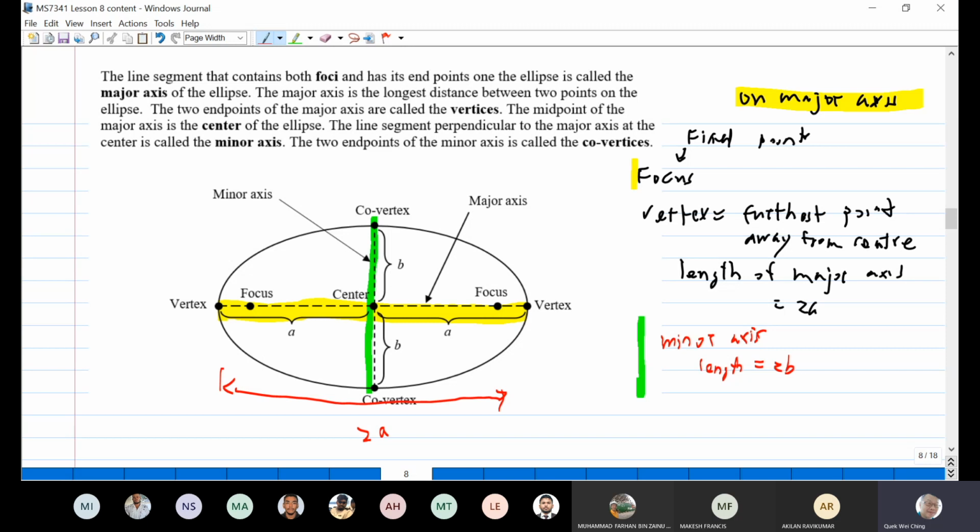So there are a few terms here. There's a major axis, the minor axis, and all the focus and vertex are on the major axis, and then the co-vertex is the furthest point on the minor axis, right? So these are the things introduced here.